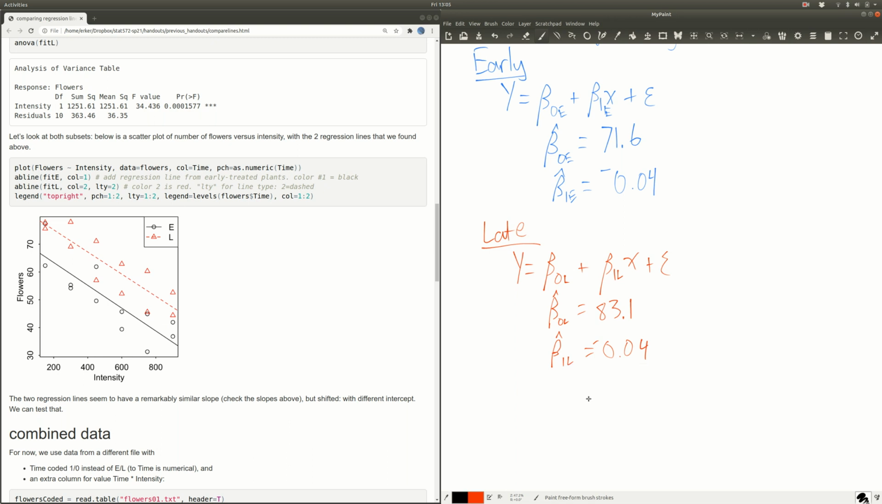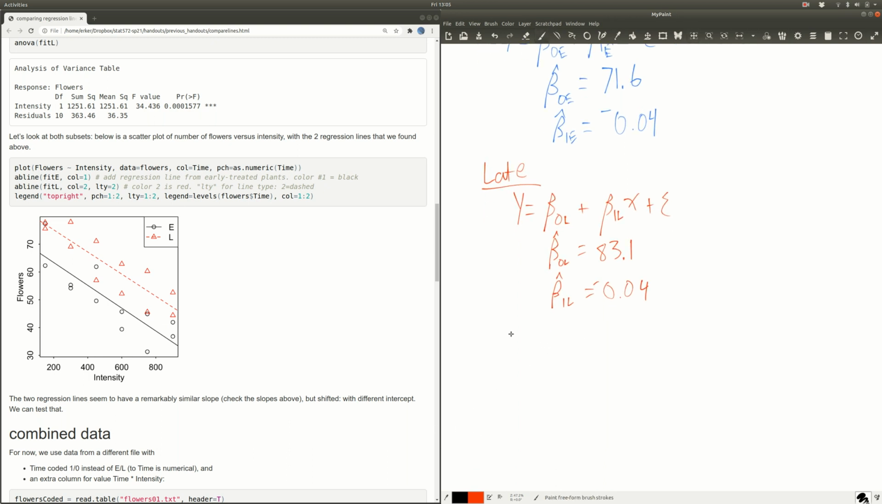Well, we're going to use the approach that we talked about in the previous video. We'll use qualitative variables. So, again, our question is, is the relationship between intensity and flower production the same for both groups, meaning the early and the late flowering? Are the slopes the same? Are the intercepts the same? That's what we're interested in. So to do this, let's define some new variables.